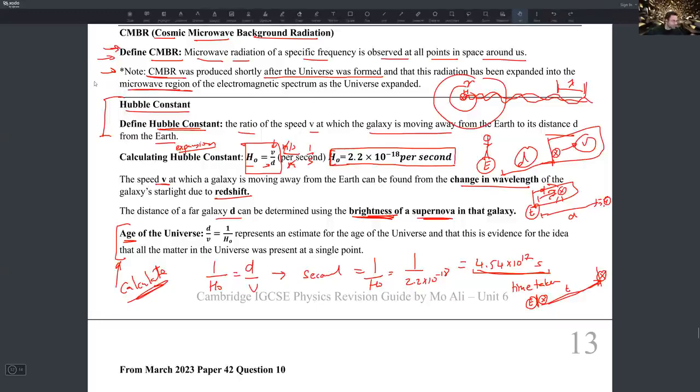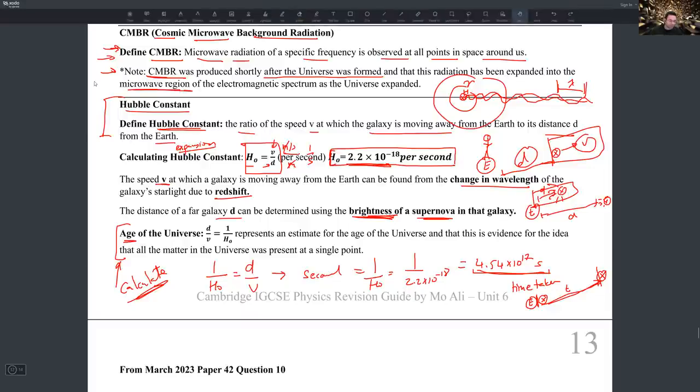All I did was write it again: 1 over 2.2 times 10 power negative 18. It will give you 4.54 on the calculator, like it's on your calculator, 1 divided by this. Okay. You have to memorize this constant though. H0. The value is always the same, yes.